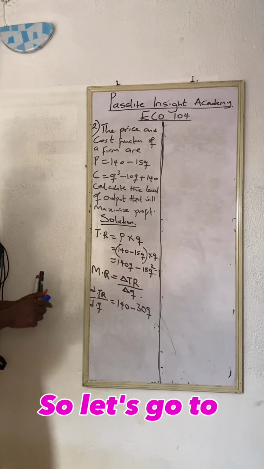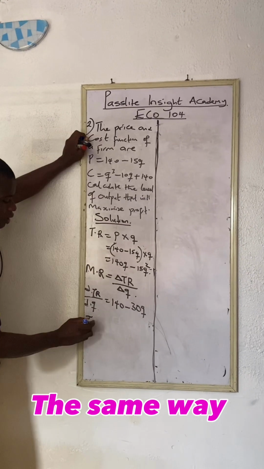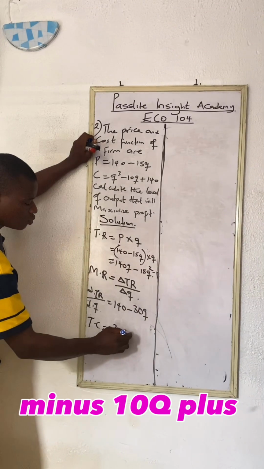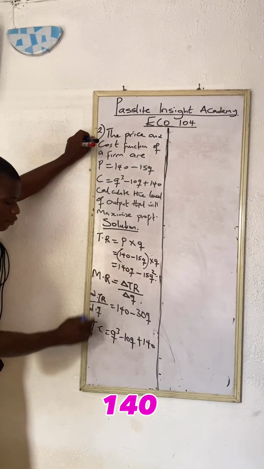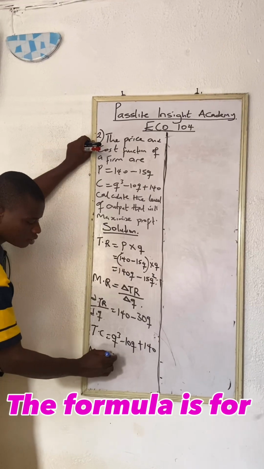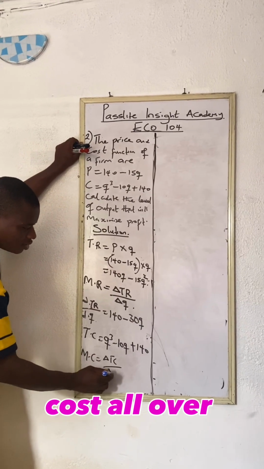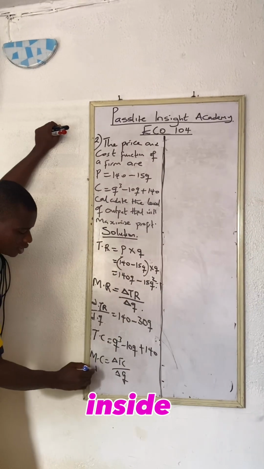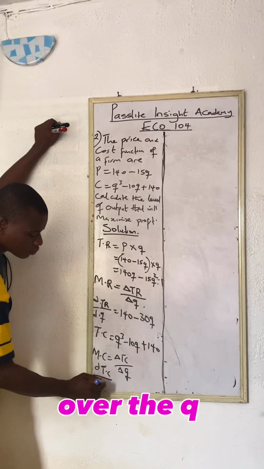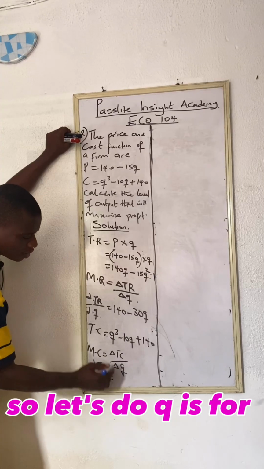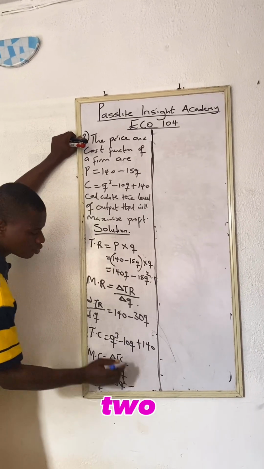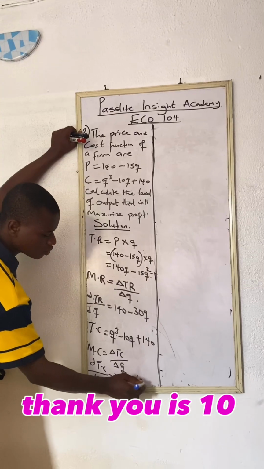So let's go to total cost now. My total cost is equal to Q raised to the power 3 minus 10Q plus 140. If you are looking for the marginal cost, the formula is the change in total cost over the change in quantity, dTC over dQ. Q cubed gives 3 times Q to the power 3 minus 1, that is 3Q squared, minus the derivative of 10Q, which is 10. So that is what we're having.